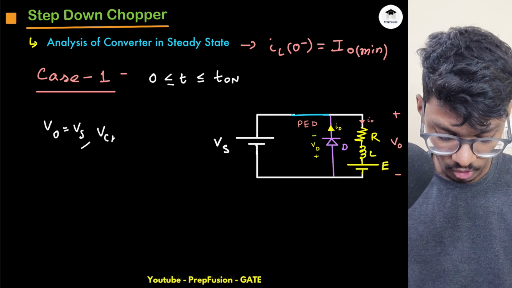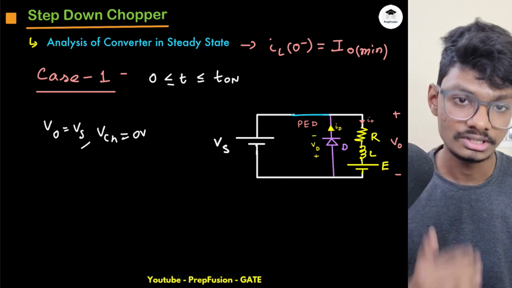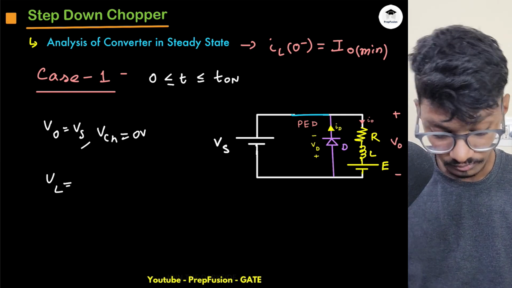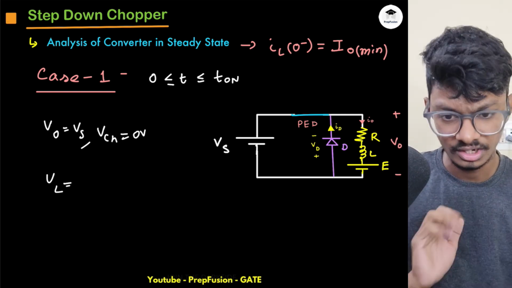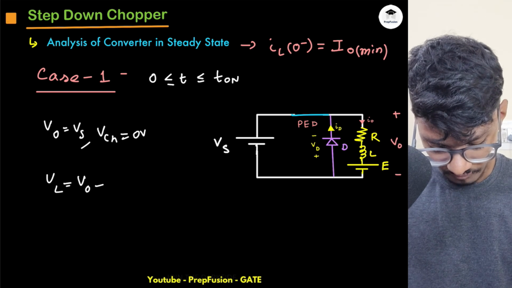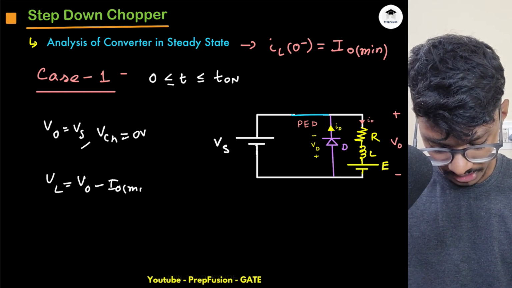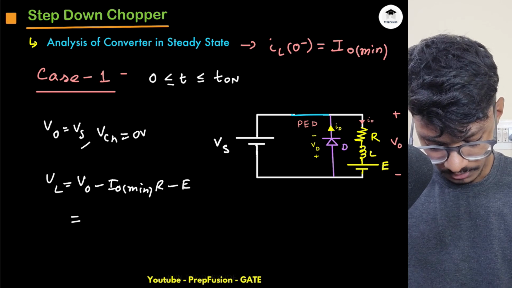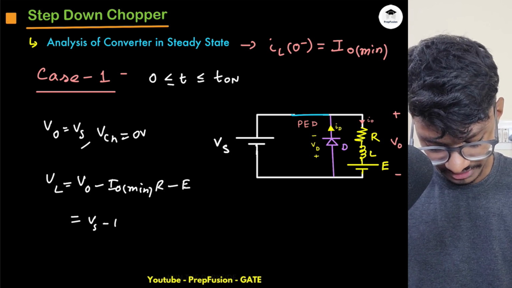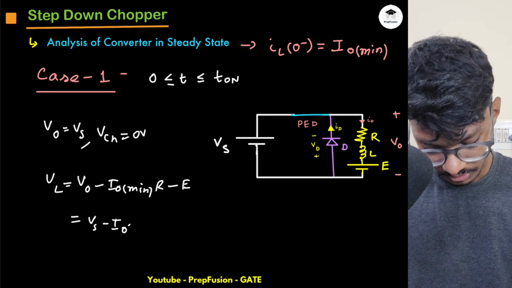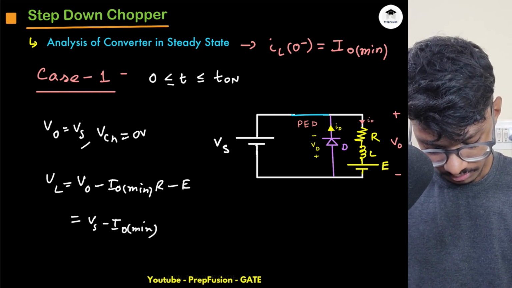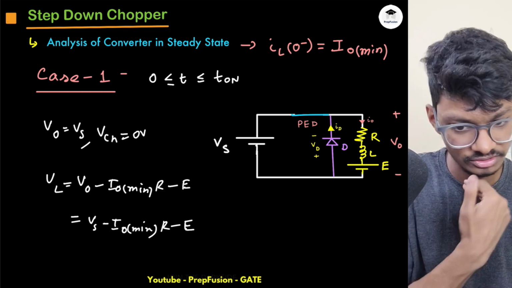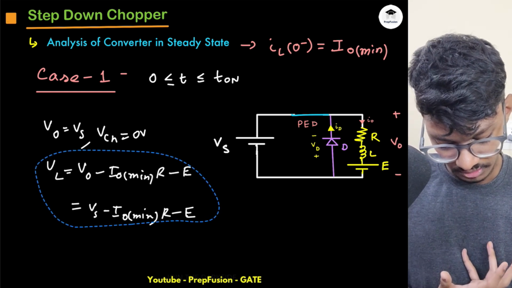What is my chopper voltage? Chopper has turned on, it is triggered, so it is 0 voltage. My inductor voltage has reduced a bit. What is it? It is basically VO minus IO minimum into R minus E. VO is Vs, so Vs minus IO minimum into R minus E. So it will charge, but charge slower, right?